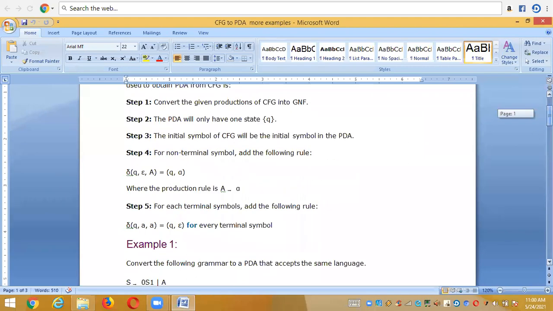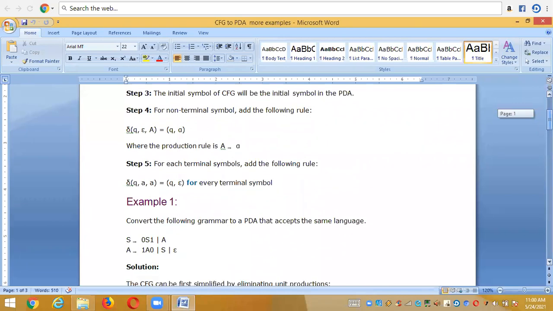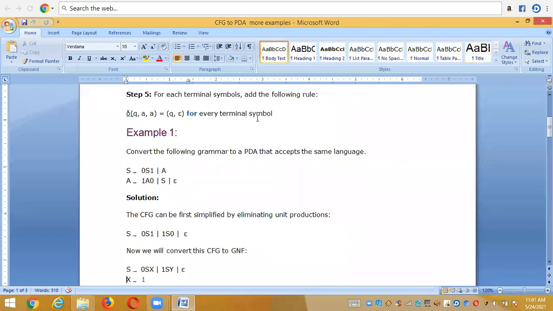And also, the fourth step and the fifth step are for designing the PDA transition rules. All these are things I already explained to you. Now let's see an example.